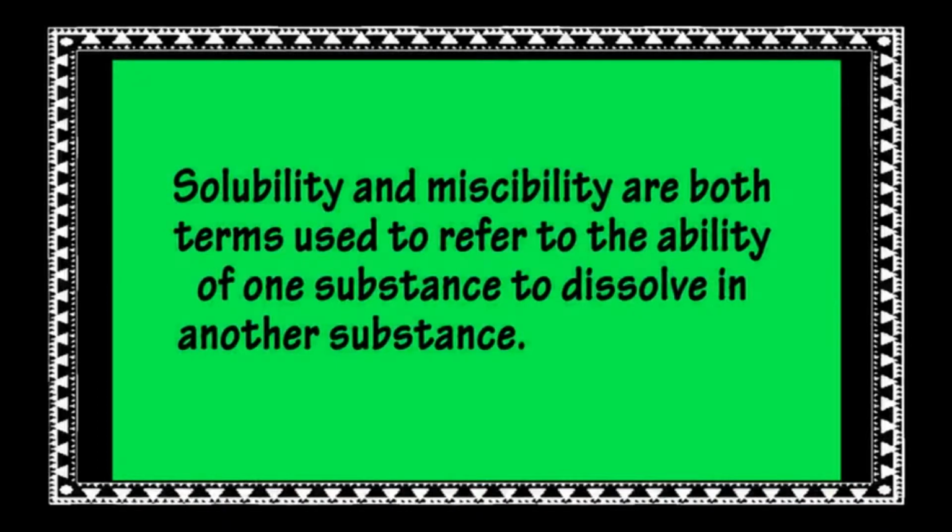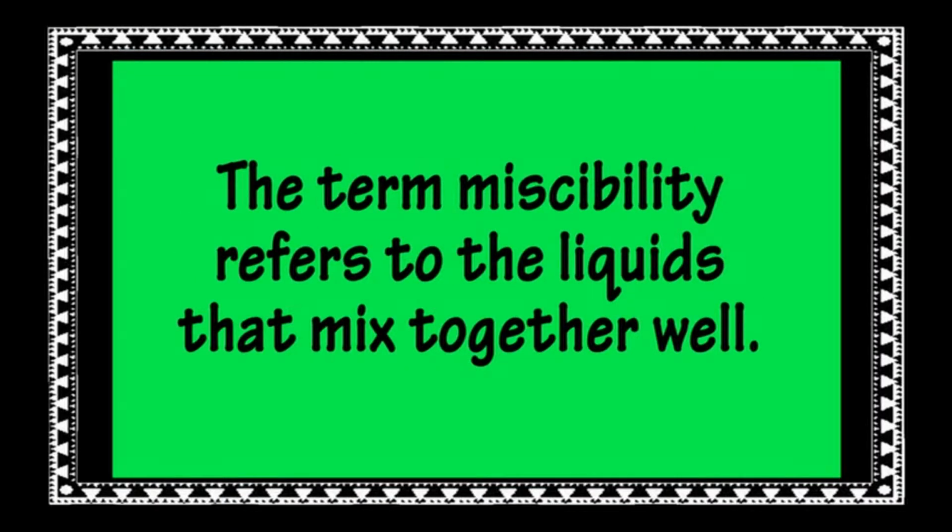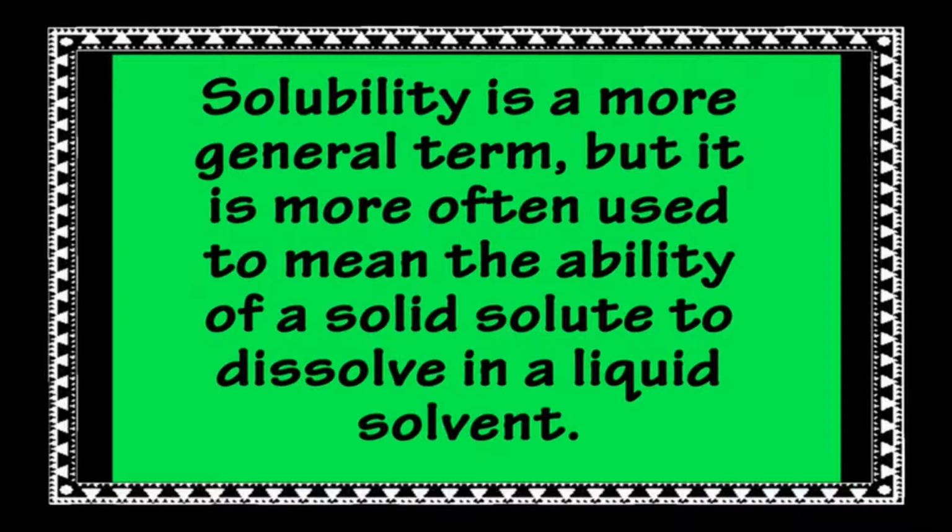Solubility and miscibility are both terms used to refer to the ability of one substance to dissolve in another substance. The solubility or miscibility of the solute is dependent on the kind of solute and solvent. The term miscibility refers to the ability of a liquid solute to dissolve in a liquid solvent.